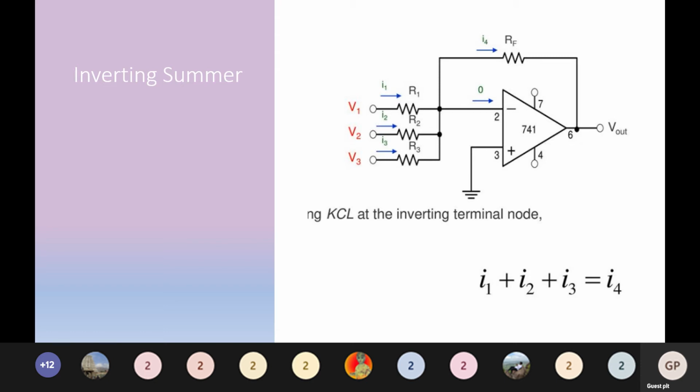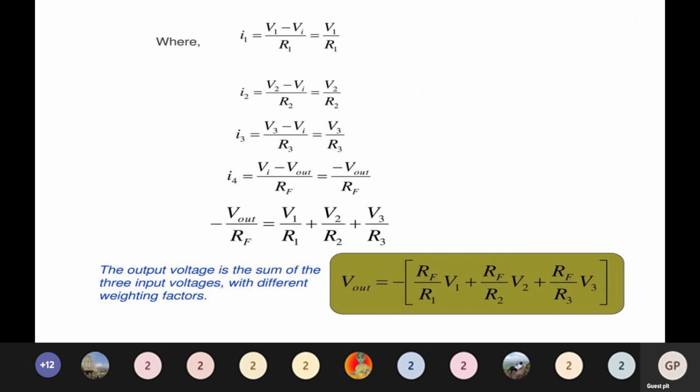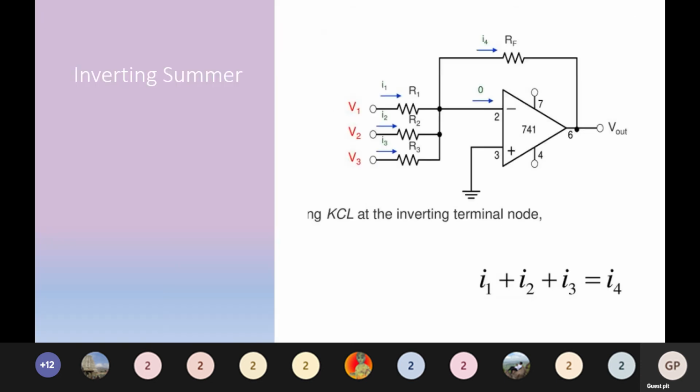Is it not? So we have to sum all these things only. So that is what's shown here. I1 is V1 minus Vi by R1. This is V2 minus Vi by R2. And this is V3 minus Vi by R3. And of course, what is I4? I4 is Vi minus V out. This voltage, and here it is Vi we assumed, is it not? So Vi minus V out divided by RF. Okay, so that is the I4 expression.